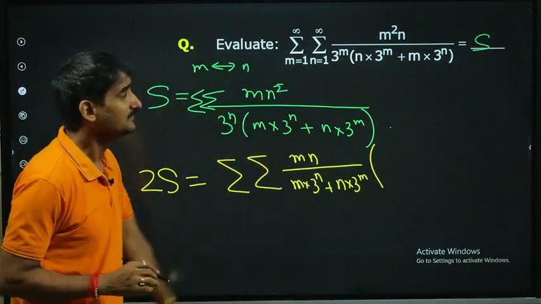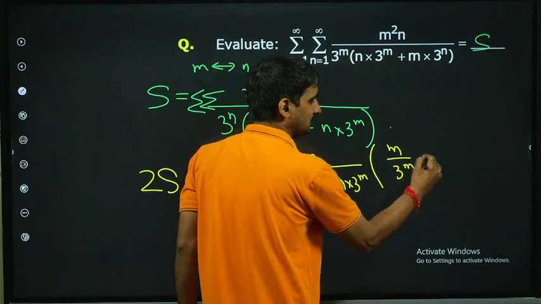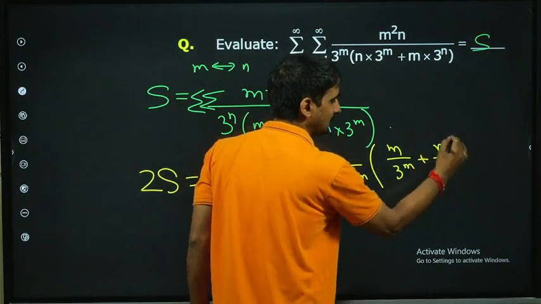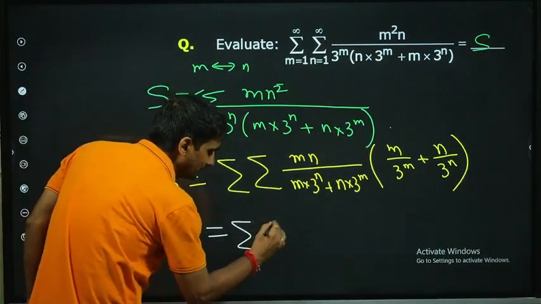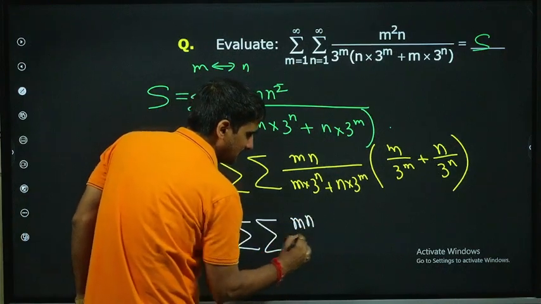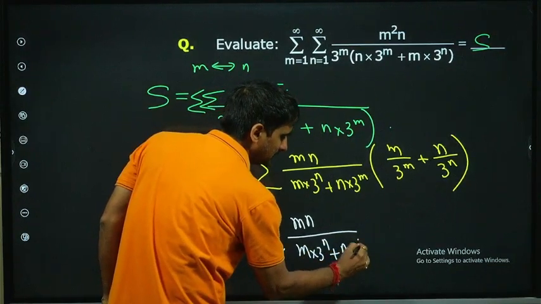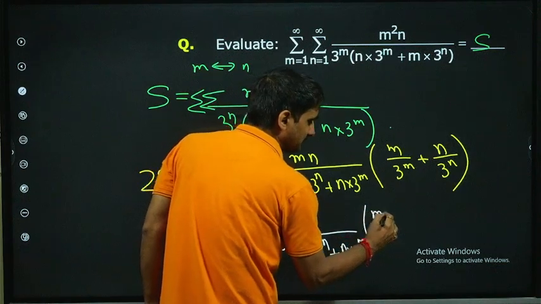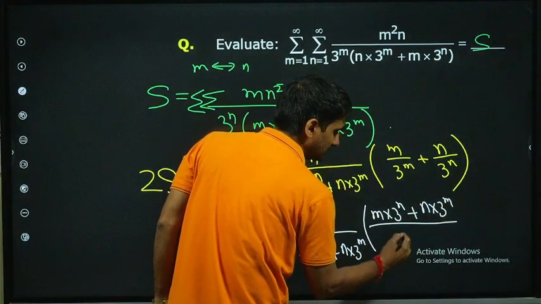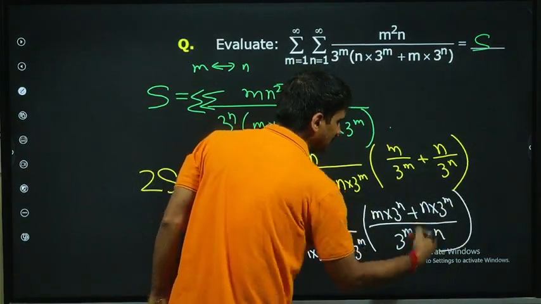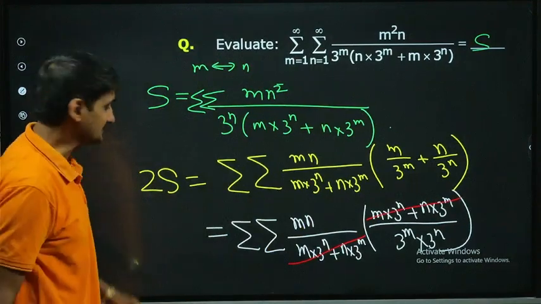What are we left with? In the first term, you are left with m upon 3ᵐ. In the second one, it's n upon 3ⁿ. Now take LCM there, so double summation of mn upon (m·3ⁿ plus n·3ᵐ) times (m·3ⁿ plus n·3ᵐ) over 3ᵐ·3ⁿ. Now see, the denominator and this term get cancelled.